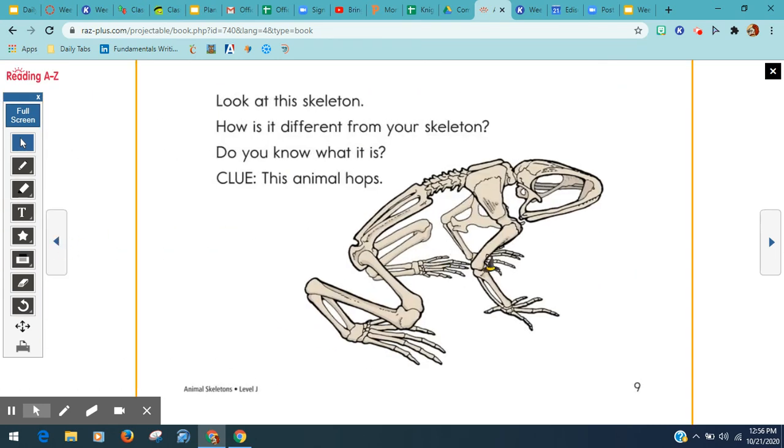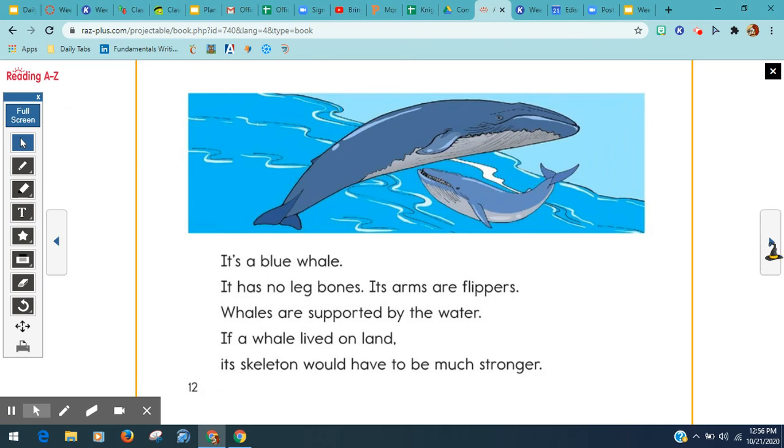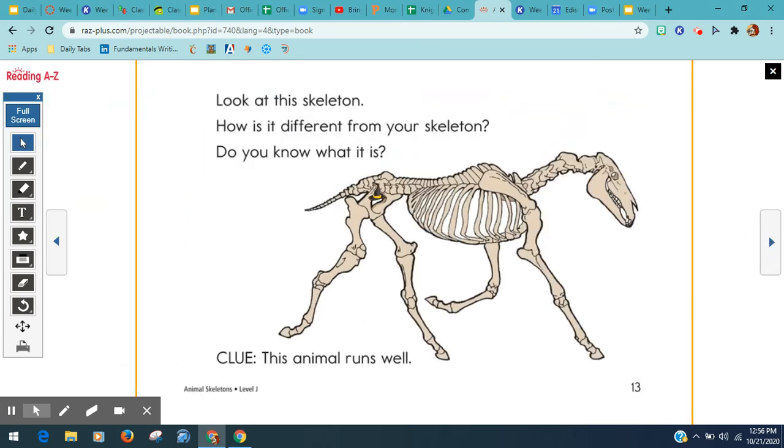No, the frog didn't have any ribs. Interesting. Back to the horse. I also notice the horse has a tailbone, and the frog didn't have that tailbone. So there are lots of things that are different between this skeleton and the frog skeleton.